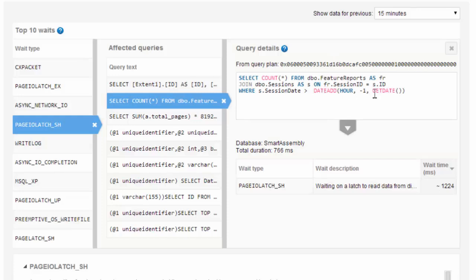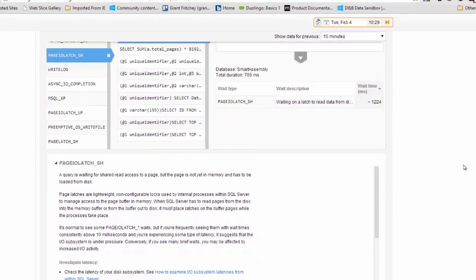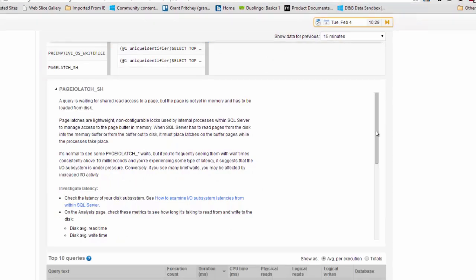It could be because this calculation is causing us to not get a good cardinality estimate. Maybe if we provided a parameter or a hard-coded value, we could see a better behavior. Hard to say. We would have to experiment with it to understand. But the real key is that once we've identified a query that we want to look at, we can go down here and identify other things.